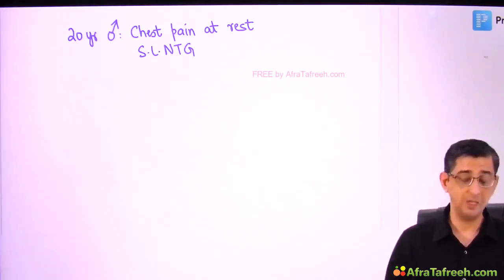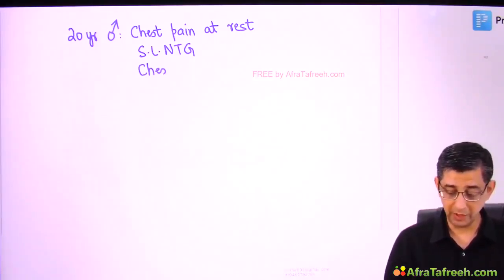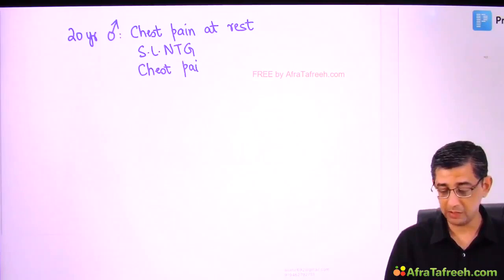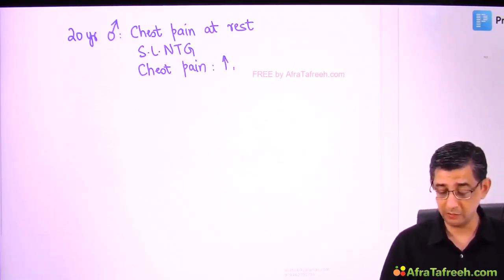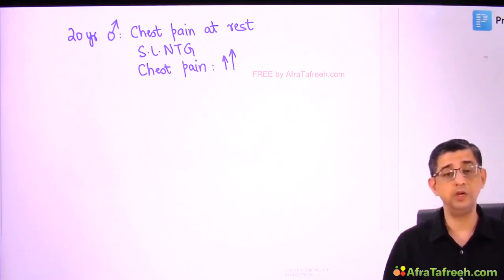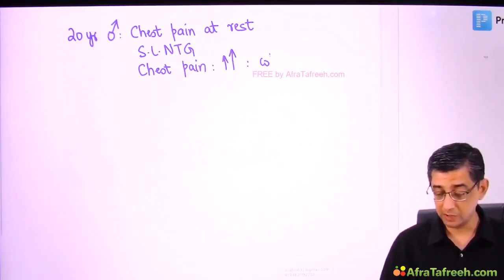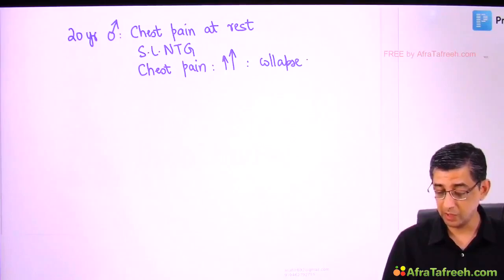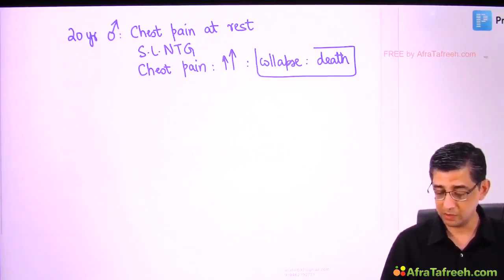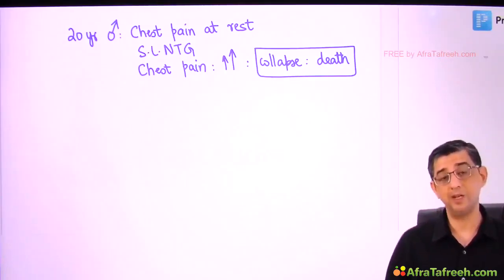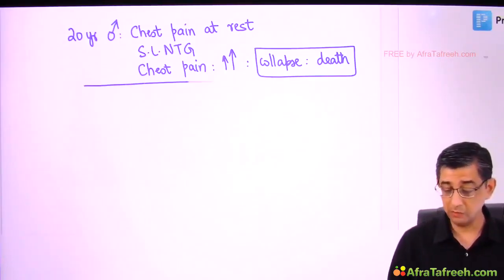The moment I gave sublingual nitroglycerin to this patient, I anticipated that after a couple of minutes, the chest pain of this person will improve. Unfortunately, the chest pain started worsening, and there's also the possibility that this person can even collapse. The BP might become unrecordable, and the patient might even die. Though this is something relatively rare, it is distinctly a possibility. So we need to understand what went wrong.